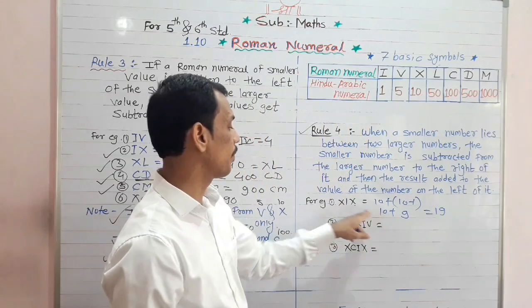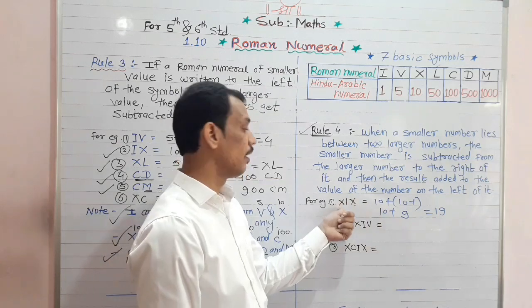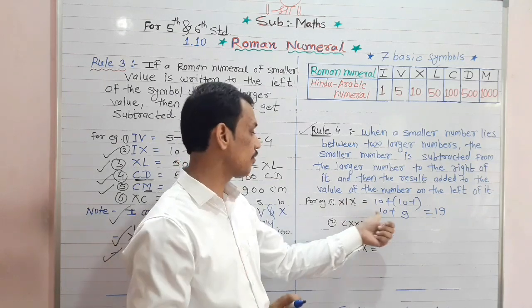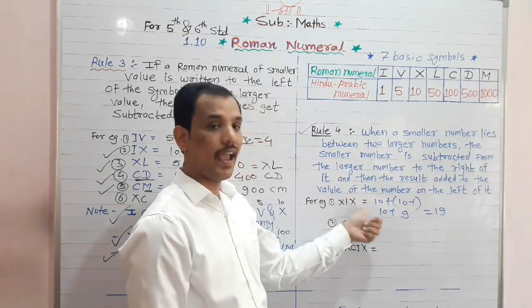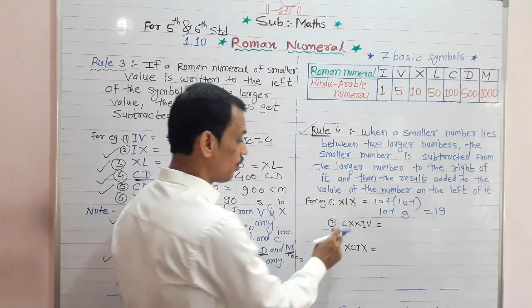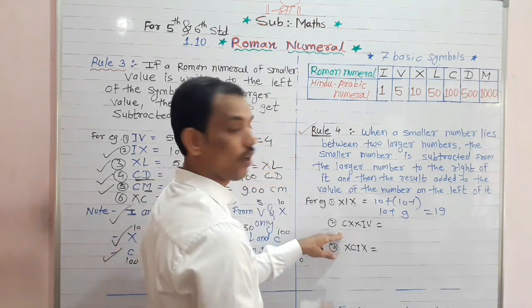19. Do their addition. First we do the subtraction, and then the answer that comes, we have to add to the first number. So that's why for 19, which Roman number do we use? XIX is there. Now rule number 2, CXXIV is there. Now we go through the example.